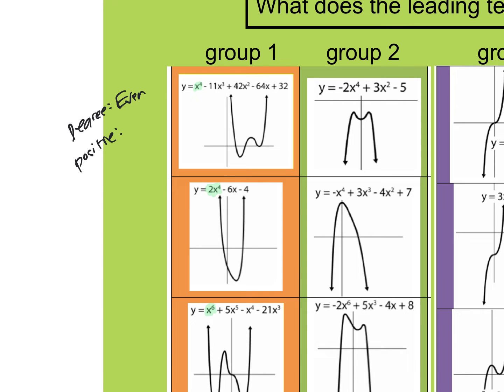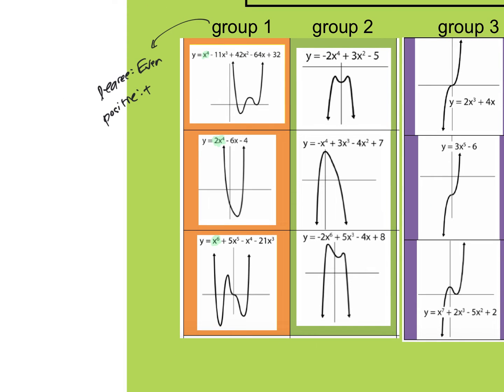And if I were to describe the end behavior of group 1, I would describe it as up and to the left, and up and to the right. I abbreviate this as I'm doing these problems: UL, UR. You can do either one. Let's look at group 2.